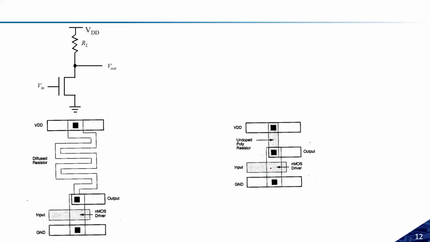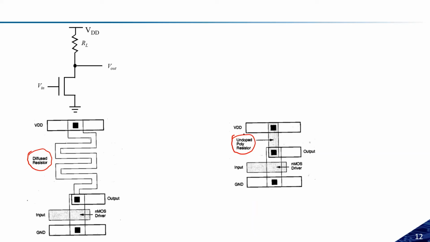But there are two ways to design the layout of the resistance. The first category is the diffused resistor, and the second one is the undoped polysilicon resistor. But what is the difference between these two? So let us talk first about what the diffused one is and what its advantages are.